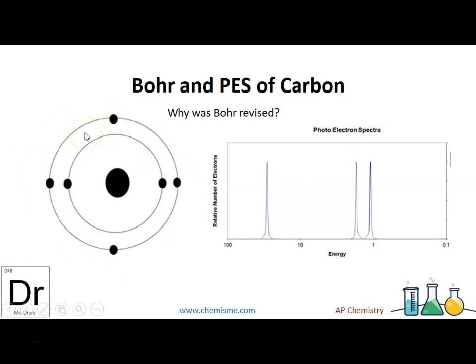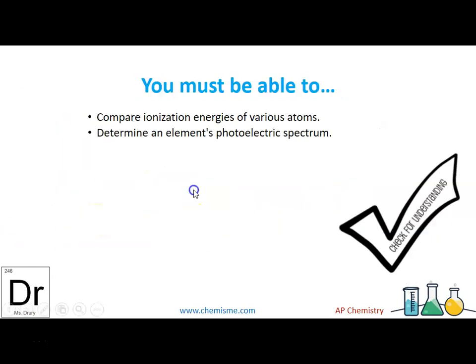It's showing 4 electrons that have the same energy, when in fact, it should be 2 electrons that have s energy and 2 electrons that have p energy. So this is not really clear enough for us. We needed to do the SPDF. So at this point, hopefully you can compare ionization energies and maybe even binding energies and determine an element's photoelectron spectrum.